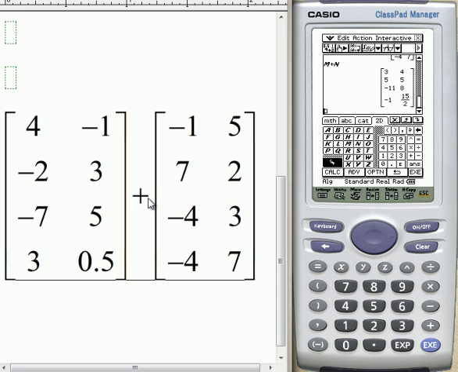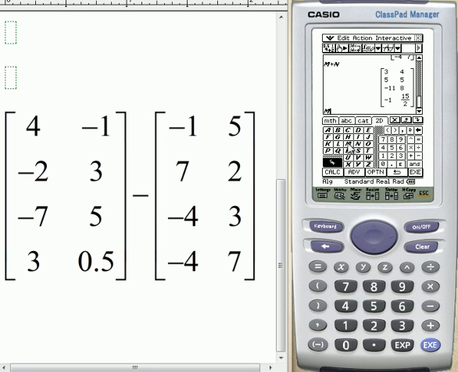If it was subtraction, so let's say over here we had a minus sign instead, we do the exact same thing. We just press M, this time minus N, and again we'd get our answer. So either way, all we need to do is we make sure we input each matrix into a letter, and then we just subtract the letters. And that's how we subtract or add matrices.